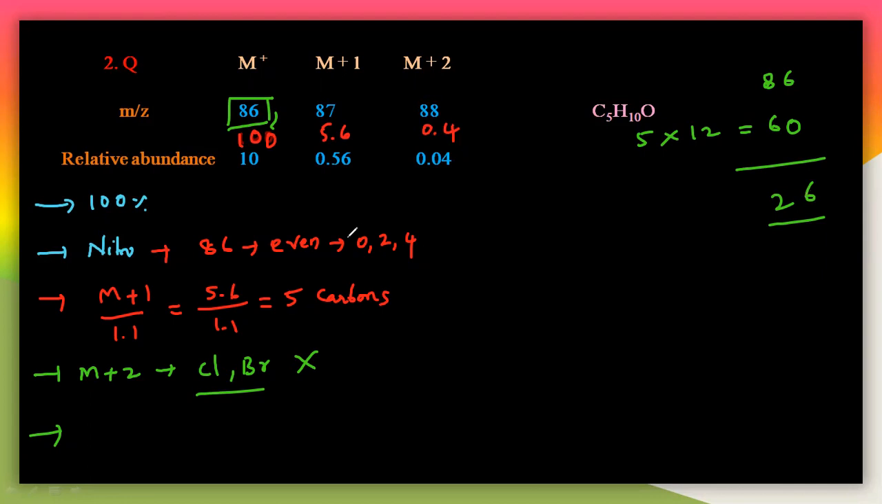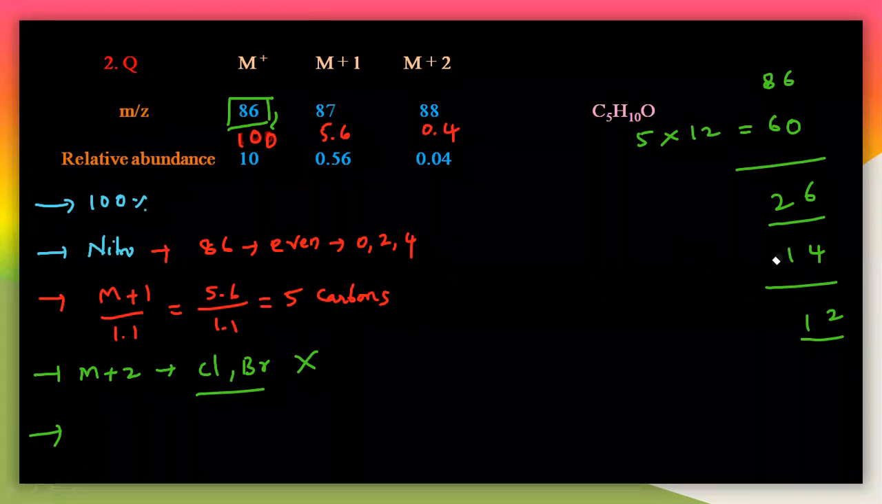But in this particular question, see here, this is 86, an even number. So that means the nitrogen may be 0, 2, 4 like that. If it is 2 nitrogen atoms, then it will be 28 here. That means 26 minus 28, which is negative, and we would have to add negative hydrogens here. So that is not possible here. Hence, I'm not using any nitrogens here.